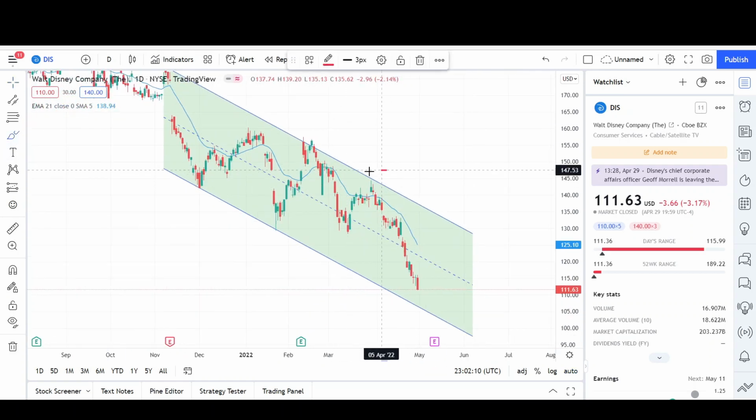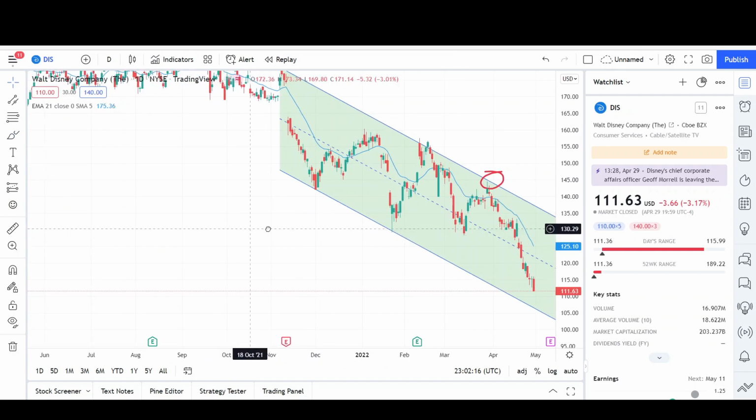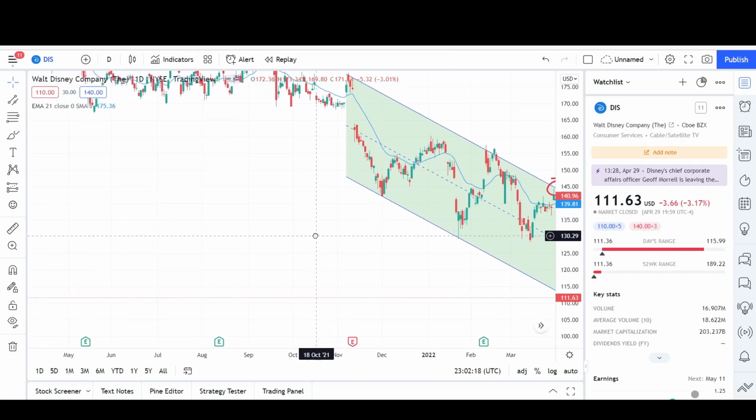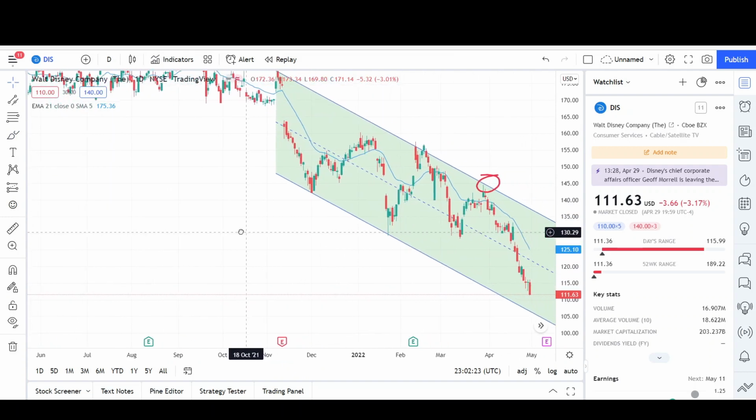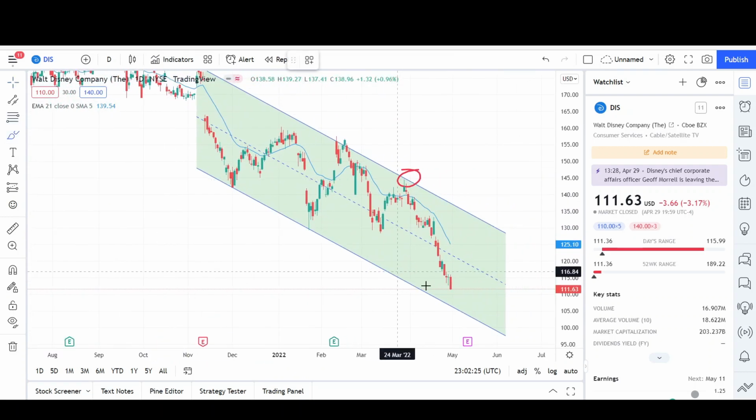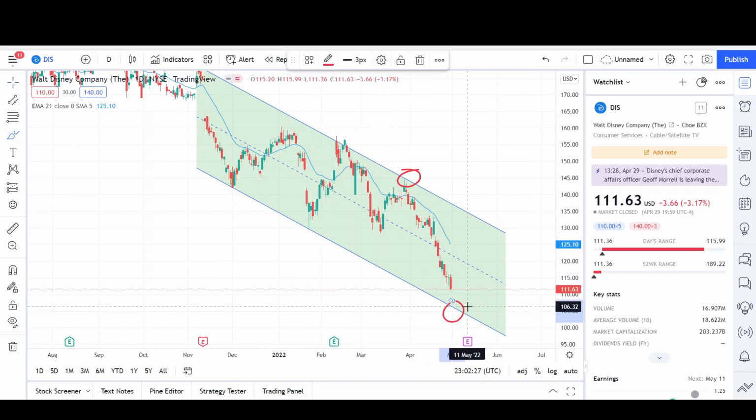So since we bounced off the top side, most likely we are going to the lower side, and it makes sense because look, if I cover the right side of the chart and show the price action more and more, you can see where it's going. So it's looking like it wants to target the support side of the channel. So that's my target for Disney. I'm looking for the low $100 level right before earnings are going to be released.